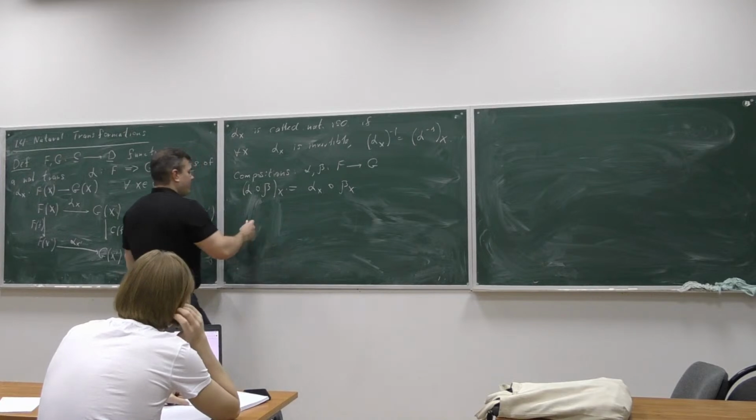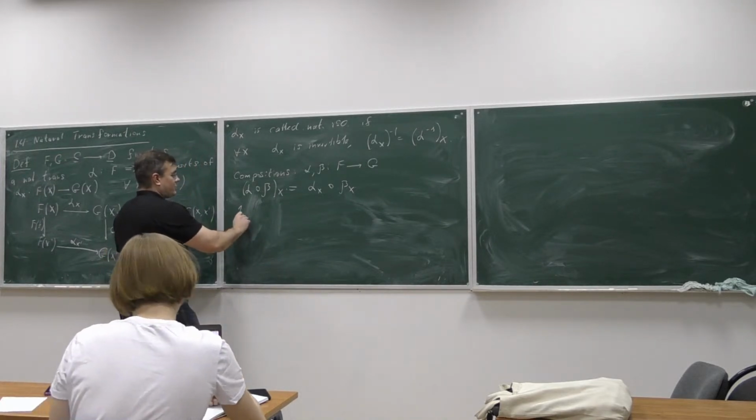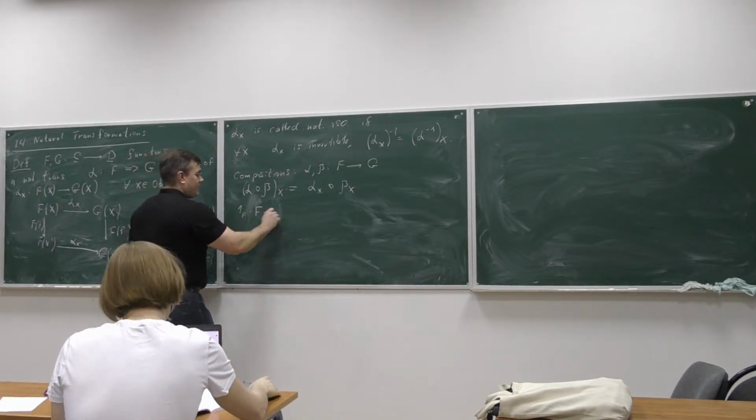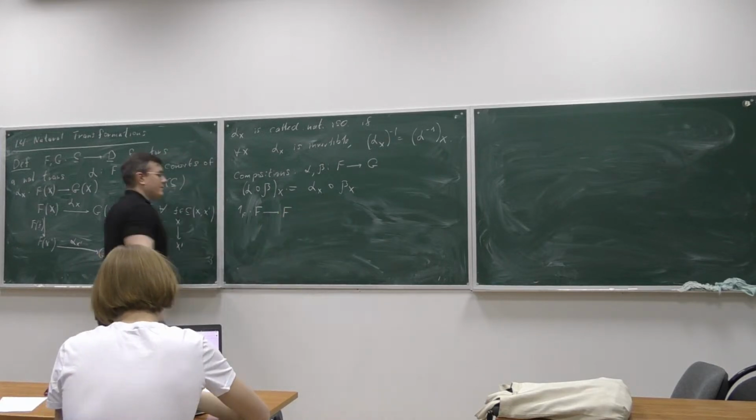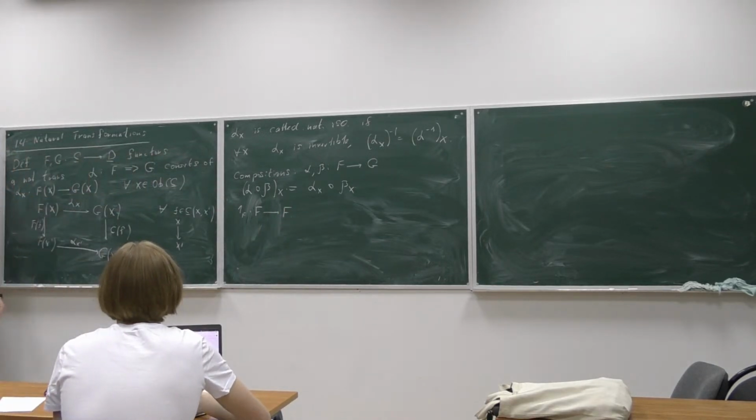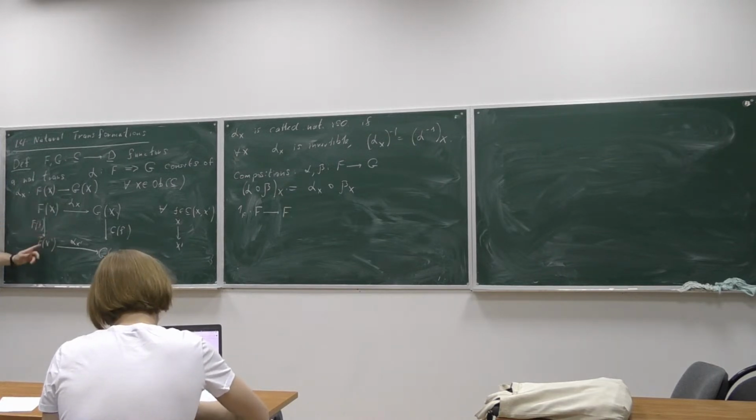And of course, for any functor, I have the identity natural transformation. Well, can you guess the definition of the identity? Well, here, this is the identity. And of course, if you plug in any map, this will be commutative.